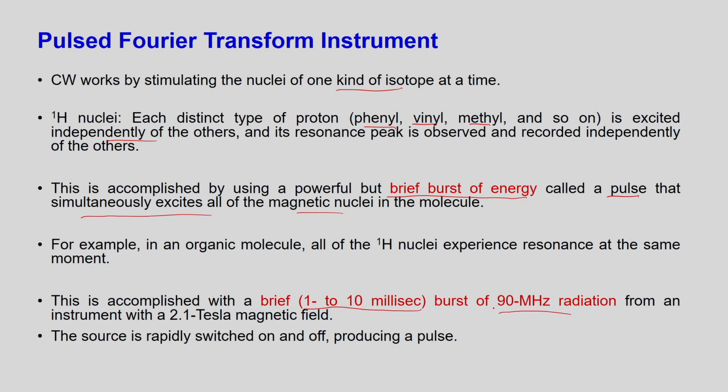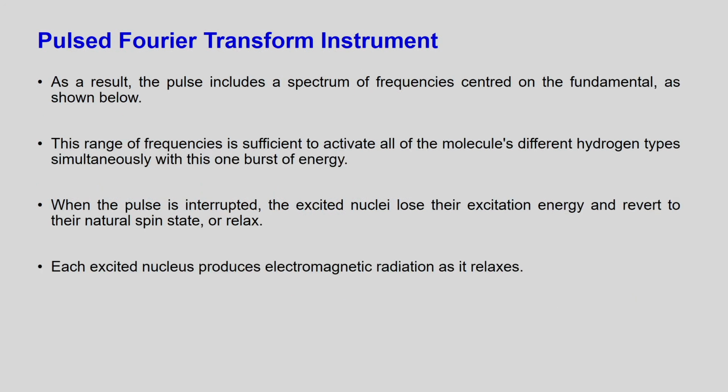So, you send 90 megahertz, for example, for a 2.1 Tesla magnetic field, for this much time period. Now the source is rapidly switched on and off, producing a pulse. Put it on, put it off, like that you send a pulse of energy through the sample. As a result, the pulse includes the spectrum of all the frequencies encoded in it. I will show a figure next where I will discuss the spectrum of frequencies. The range of these frequencies is sufficient to activate all the different hydrogen types simultaneously. Earlier it was one by one, serially; now it is simultaneous.